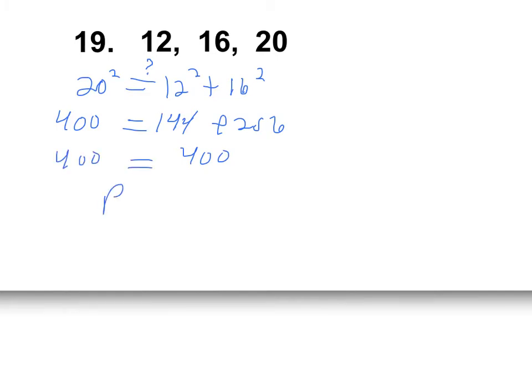So in this case, it is a right triangle. If the Pythagorean theorem works perfectly, it's not acute or obtuse. The Pythagorean theorem is for right triangles.